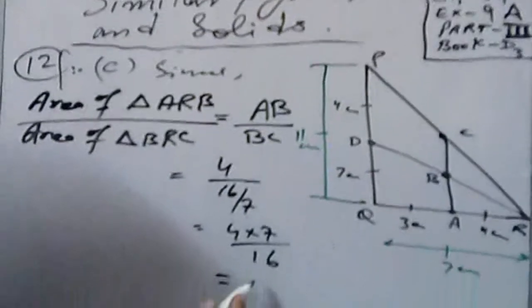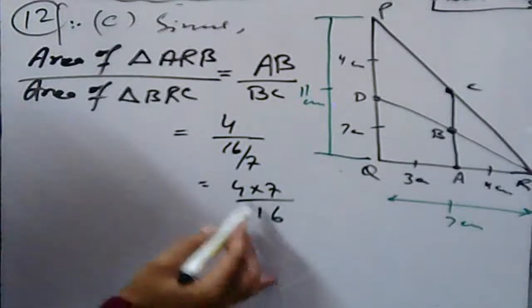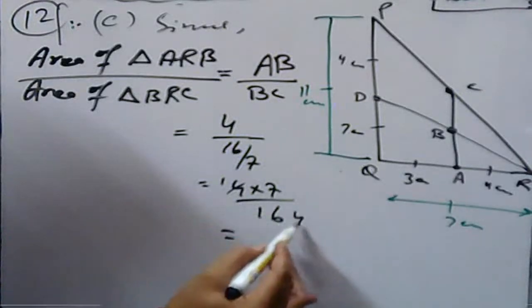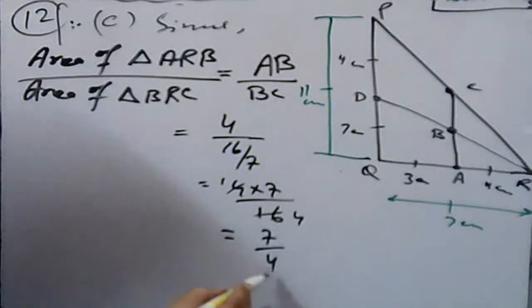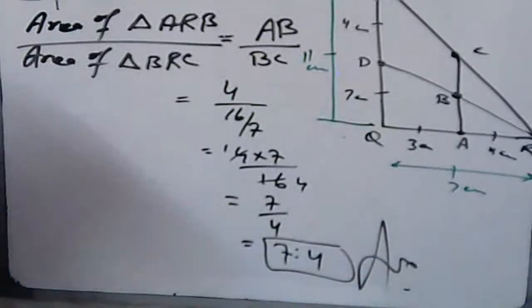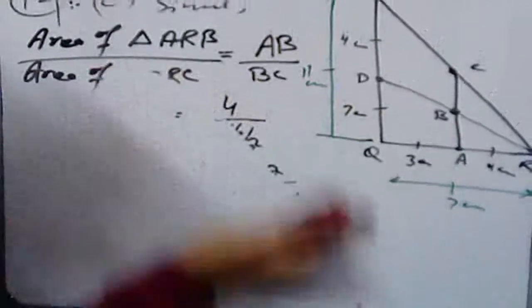If you simplify it, 4 ones are 4, 4 fours are 16, so 7 by 4 is your required result, or you can write in ratio form, that is 7:4. So 7:4 is your required result. Now coming to the D part of the same question.